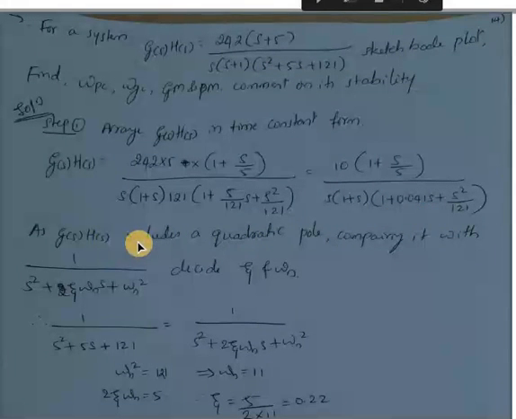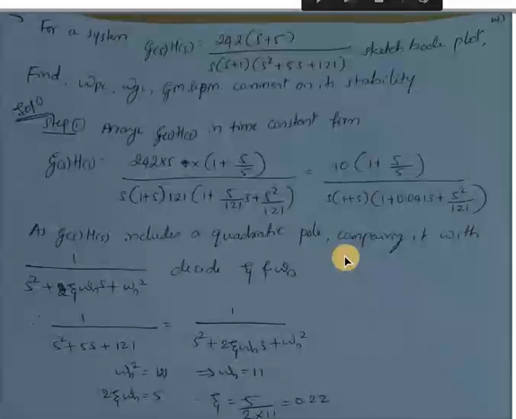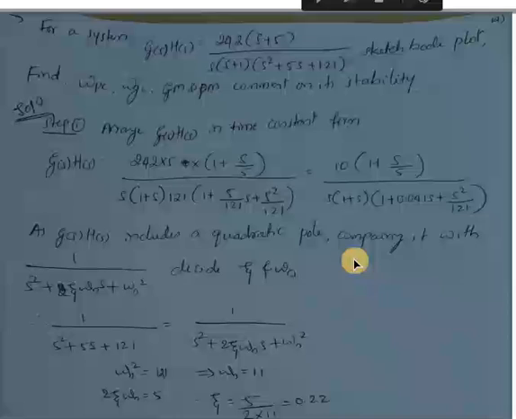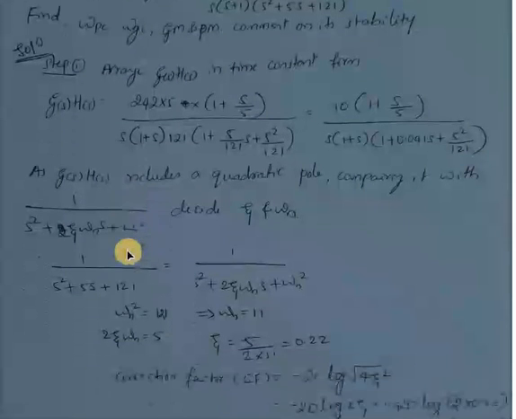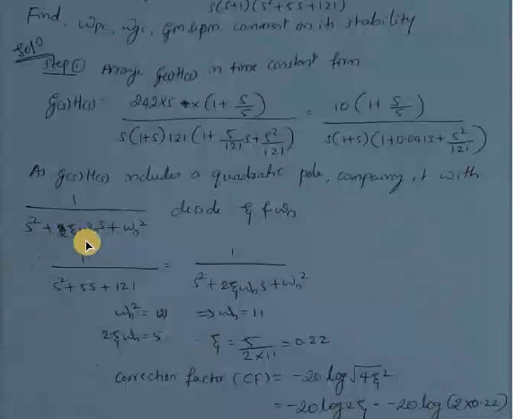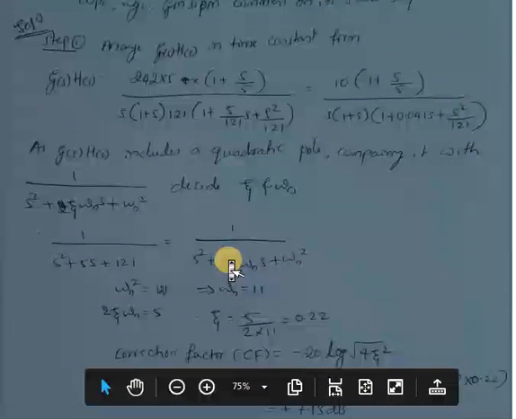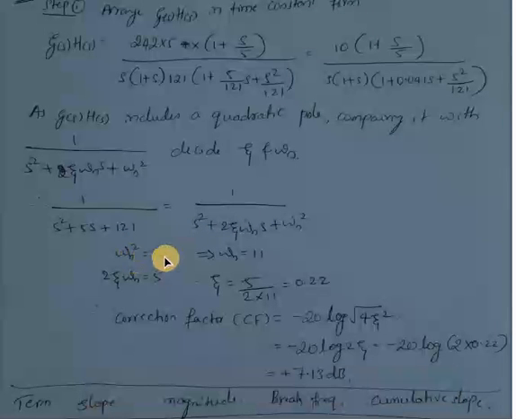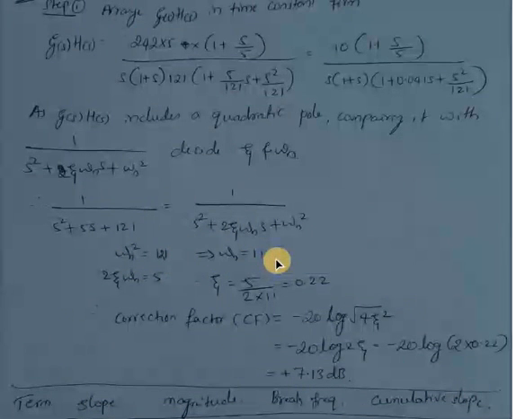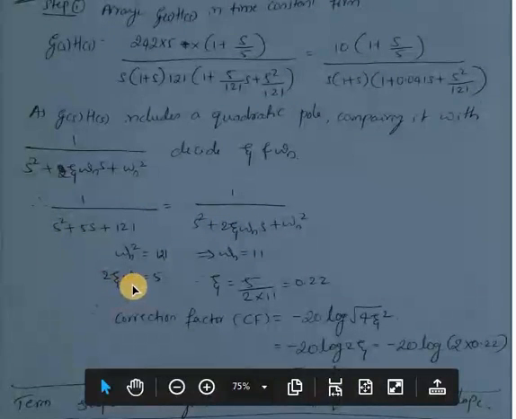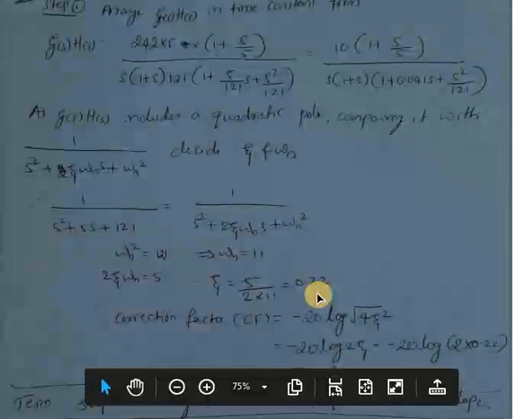As G(s)H(s) includes a quadratic pole, comparing it with the standard equation, 1 divided by s² + 2 zeta omega n s + omega n², we need to decide the values of zeta and omega n. So 1 divided by s² + 5s + 121 equals this one. Comparing these two equations, omega n square will be 121, so omega n is 11 radian per second. And 2 zeta omega n will be 5. We know omega n, so zeta will be 0.22.